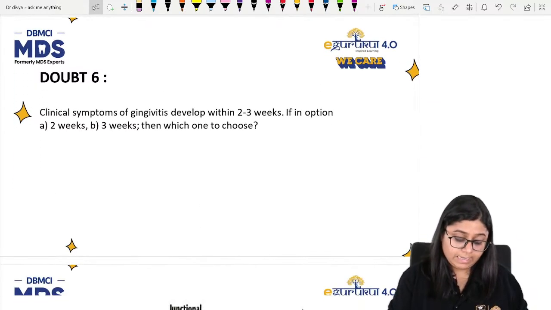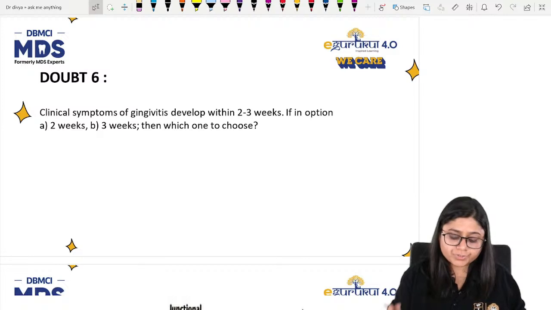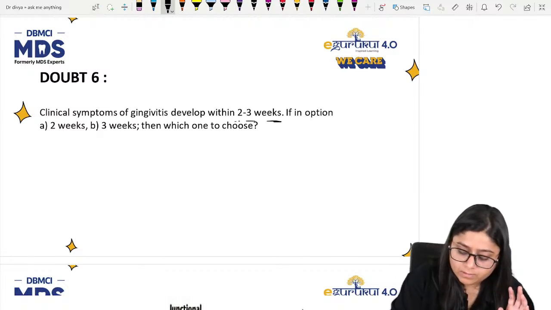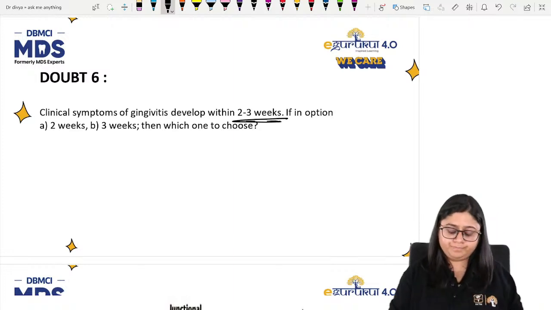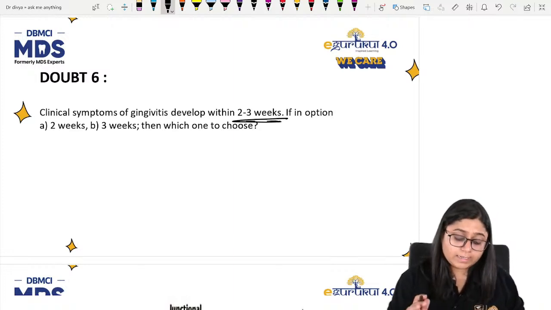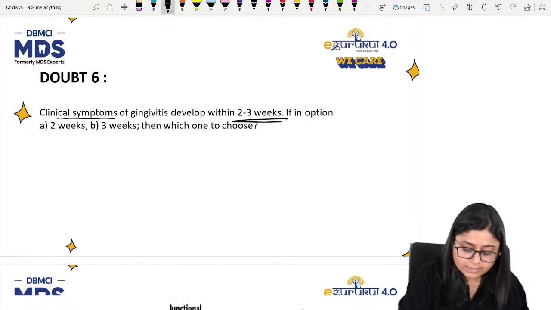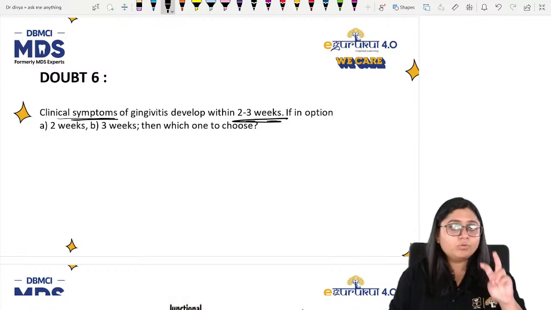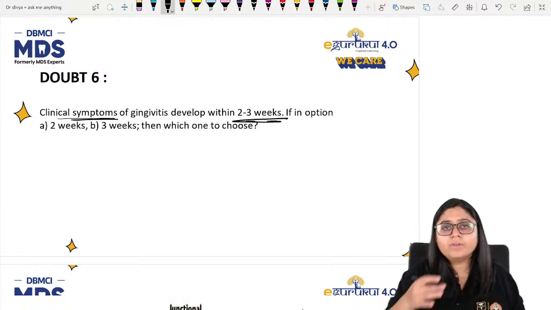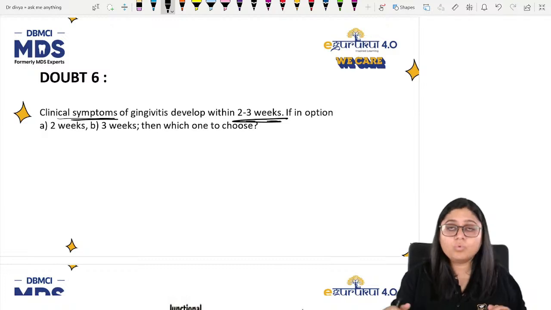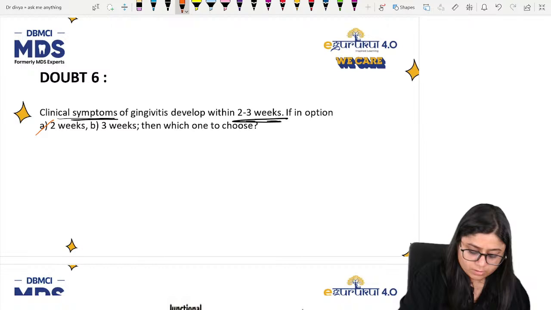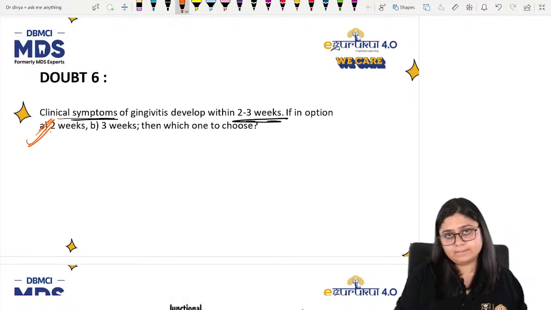Doubt number 6. Clinical symptoms of gingivitis develop within 2 to 3 weeks, right? I'll show you the table also. So here they have asked, clinical symptoms of gingivitis develop within 2 to 3 weeks. If in the options they have given 1 week, 2 weeks, 3 weeks, 4 weeks, so what do we need to choose? In this case, you need to choose this option, 2 weeks.